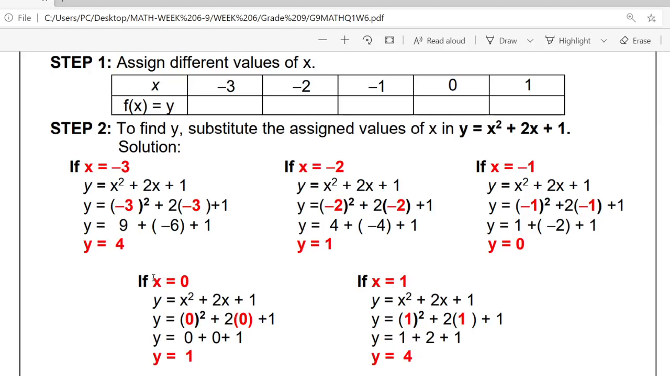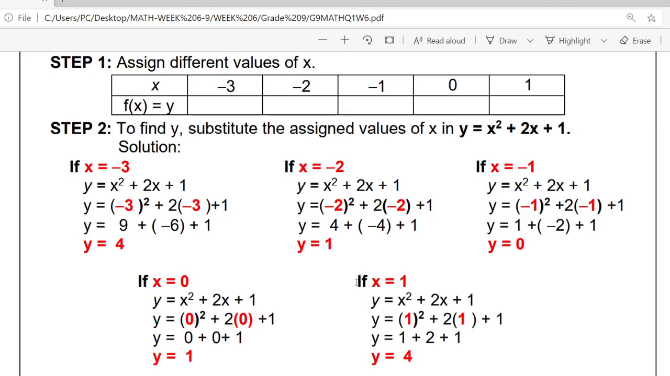How about if x is 0? If your x is 0, just replace x by 0. 0 squared plus 2 times 0 plus 1. So we have 0 times 0 is 0, 2 times 0 is 0, plus 1. 0 plus 0 plus 1 is 1. That's why when x is 0, your y is 1.